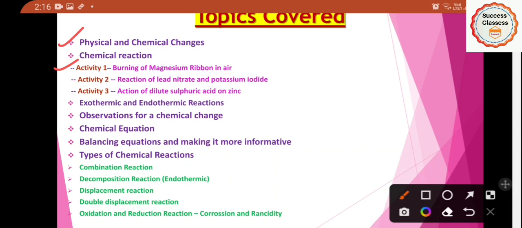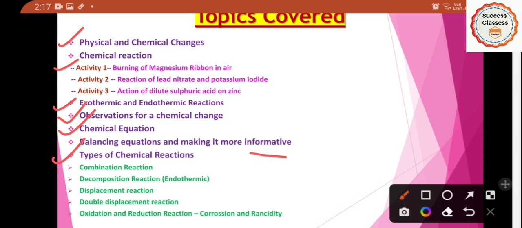The second is the chemical reaction. We will study the chemical reaction with the help of a few activities. Then we will study exothermic and endothermic reactions. Then we will see a few observations that take place during a chemical change. Then we will study the chemical equation, balancing equations, and how we can make a chemical equation more informative. Then we will study the very important topic, the types of chemical reactions.